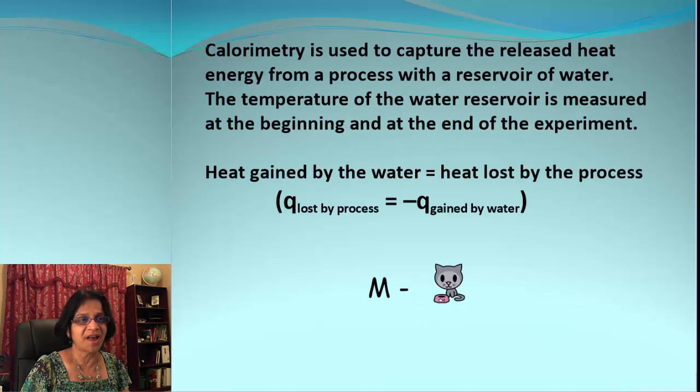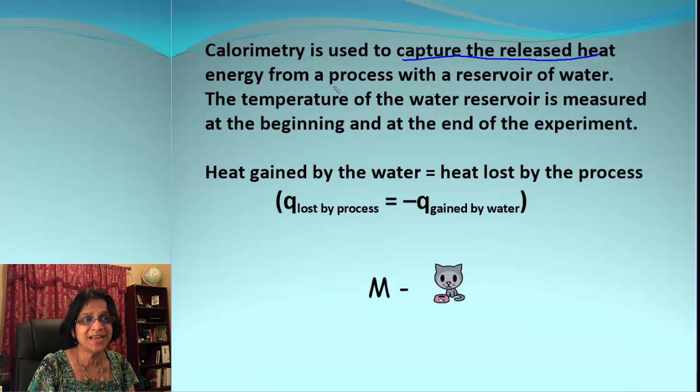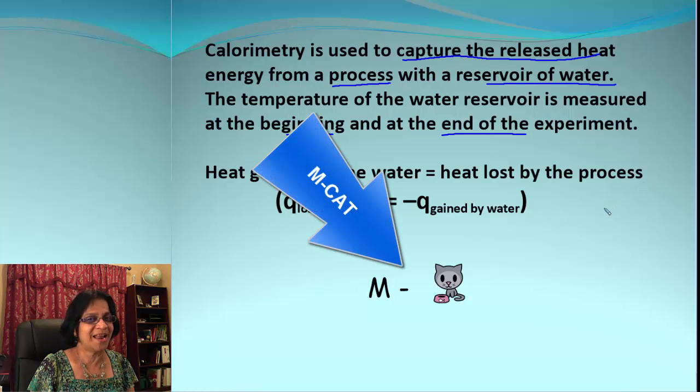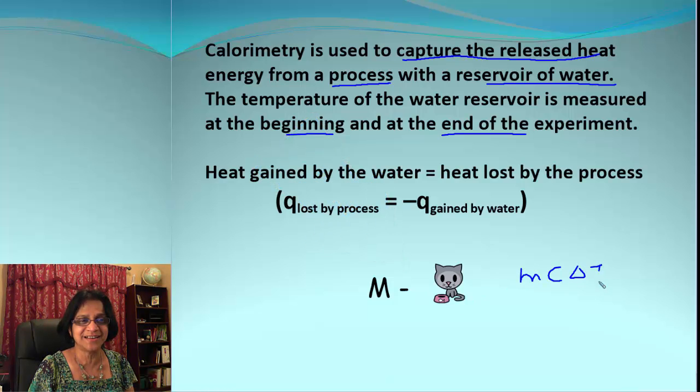Just to remind you, calorimetry is used for capturing the heat released by a substance which is either being burnt or by a reaction. And the heat is captured by water. So what we measure is the temperature of water at the beginning and at the end of the experiment. And then we use the equation heat gain by water is equal to heat lost by the process or by the burning substance. Which formula do we use? We use the formula q = mcΔT, which is m c delta T.